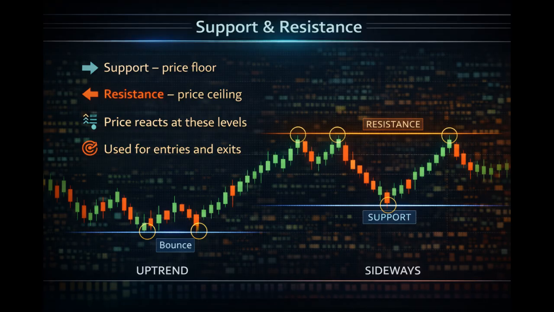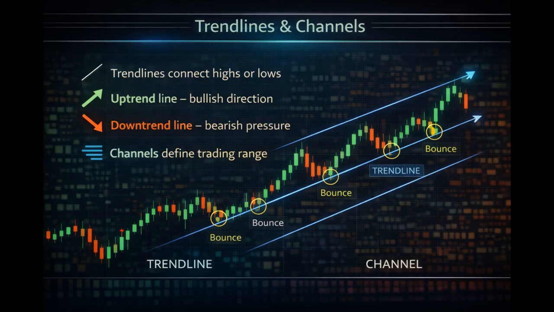Trend lines and channels. Trend lines are drawn by connecting price highs or lows to identify market direction. An upward trend line connects higher lows and indicates bullish momentum. A downward trend line connects lower highs and indicates bearish pressure. Channels occur when price moves between two parallel trend lines, creating a range where traders can identify entry and exit points. Moving averages. Moving averages smooth price data to identify trends.